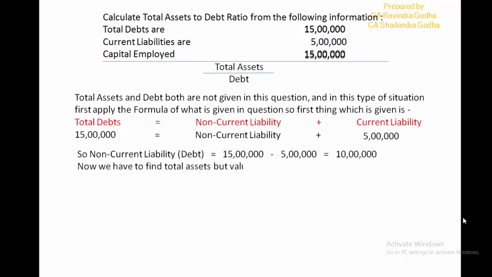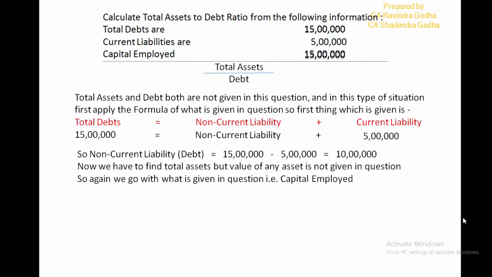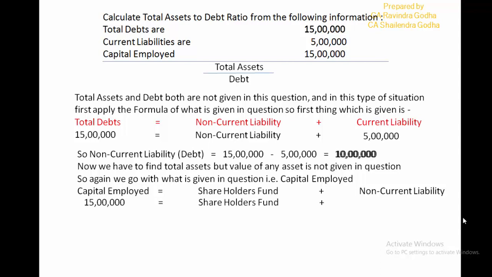Now we have to find total assets, but the value of any asset is not given in the question. So again we go with what is given in the question, that is capital employed. Capital employed is equal to shareholders fund plus non-current liabilities. Capital employed is 15 lakh. Shareholders fund is not given in the question, and we just calculated non-current liabilities as 10 lakhs. So shareholders fund is 15 lakh minus 10 lakh, equal to 5 lakh.